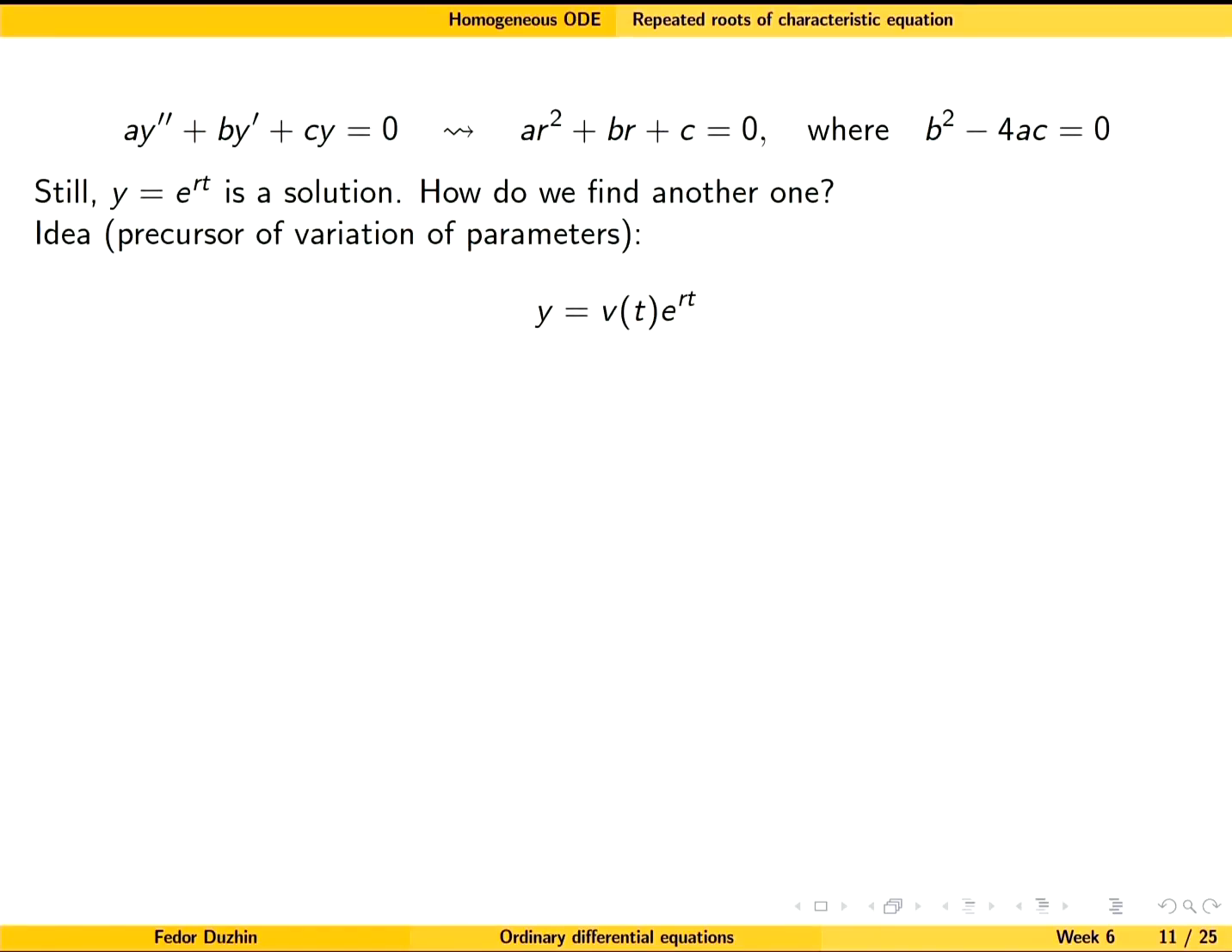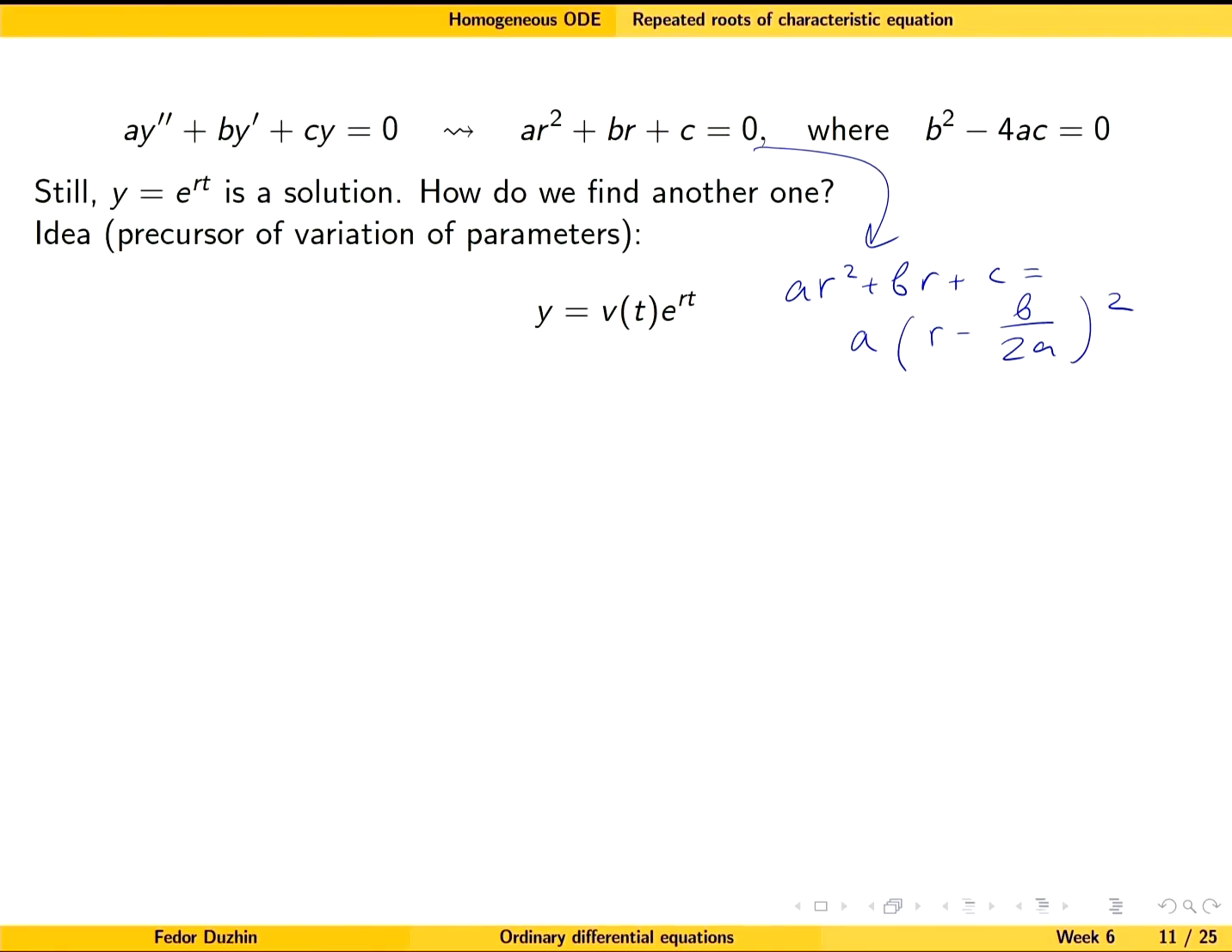Now, if the discriminant is 0, it means that the characteristic equation is a complete square, right? So in this case, ar² + br + c is in fact a times (r − b/2a) squared. I hope I'm right. Yeah, I think I'm right. Well, and we have a repeated root.